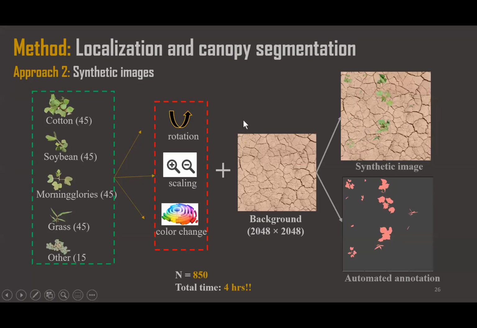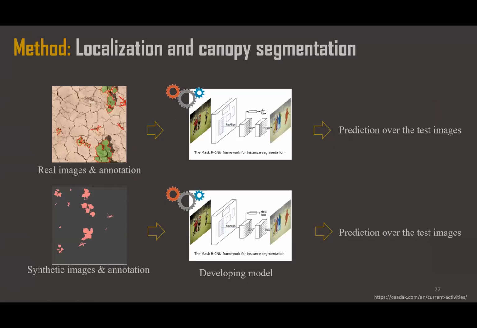The main advantage of this approach is that we don't have to manually annotate the weeds. When we generate the synthetic images, the annotation is done automatically. So we completed the whole process in 4 hours, as opposed to 250 hours for the real image-based approach. After we annotated the real images and produced the synthetic images, our next job was to feed both the images and annotations to the Mask RCNN model, and to develop the Mask RCNN model for each approach. Then we applied each approach over the test images to predict the weeds.